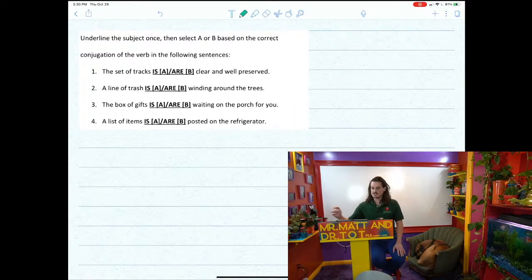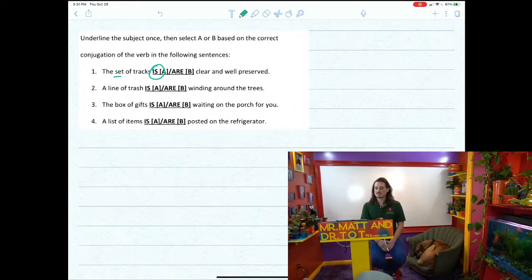Okay, so let's look at these. Number 1, the set of tracks is or are clear and well preserved. So we have a phrase containing the preposition of. We're going to be guided by the noun preceding the preposition, and that's set. It's one set of many tracks, but it's still just one set. So it should be singular: is. The set of tracks is clear and well preserved.